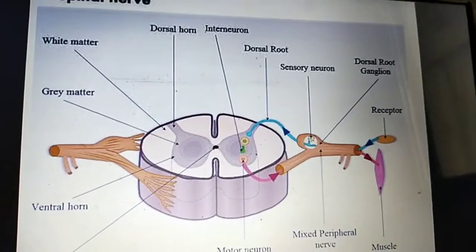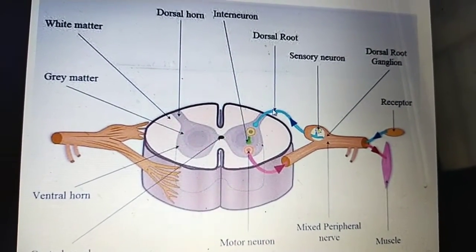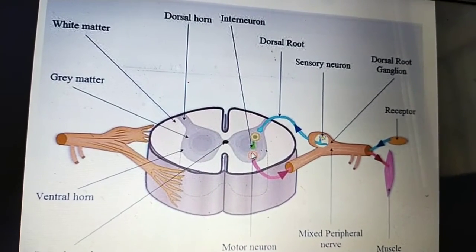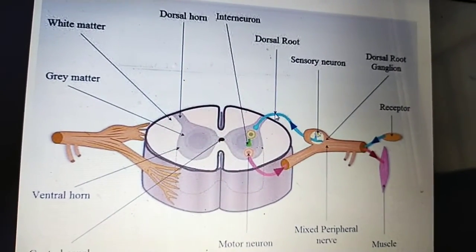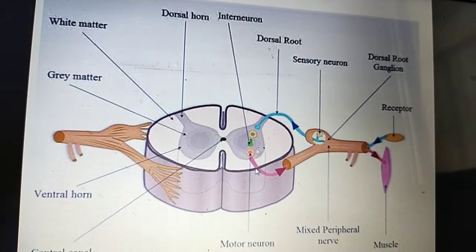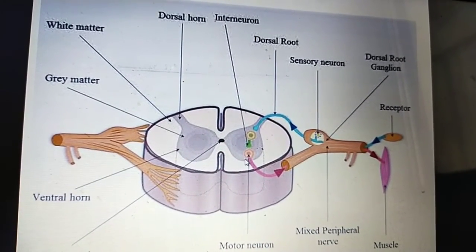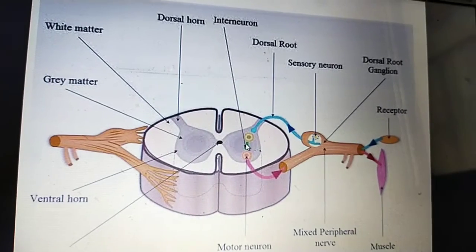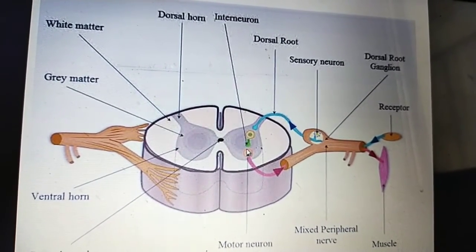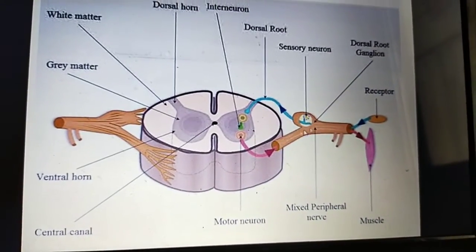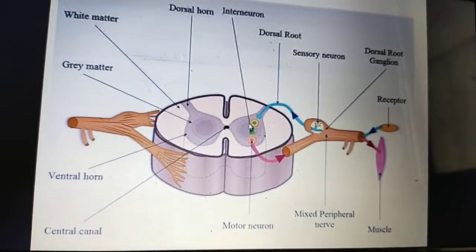You can clearly see in this picture, these are the sensory neurons, these are the motor neurons, and these are the interneurons. Sensory neurons are at the dorsal horn, motor neurons at the ventral horn, and in the gray matter the interneurons are the transmitters. And these motor neurons go to the skeletal muscles, and these are the sensory.